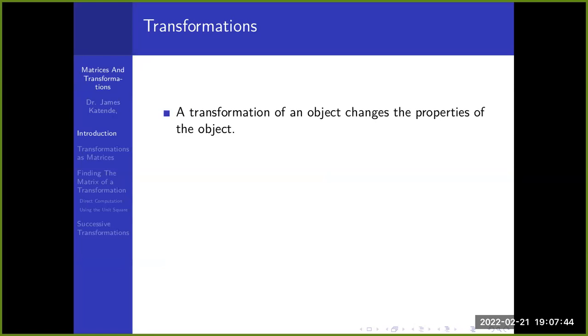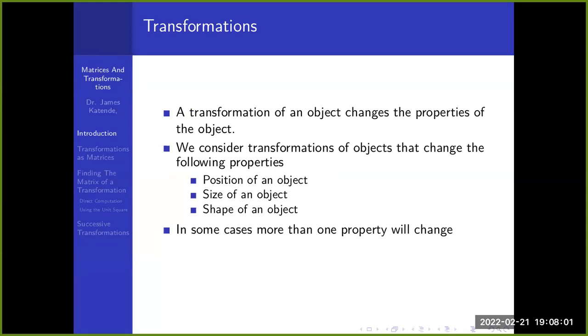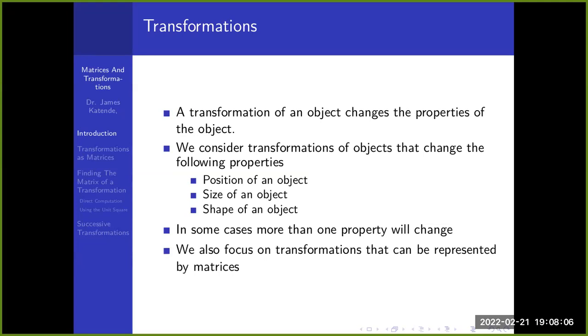So we start with transformations. They will simply change the properties of an object, and that may be the position, the size, or the shape, and those are the ones we'll consider. Or it can also be more than one of these or all of them. A given transformation can do all that.